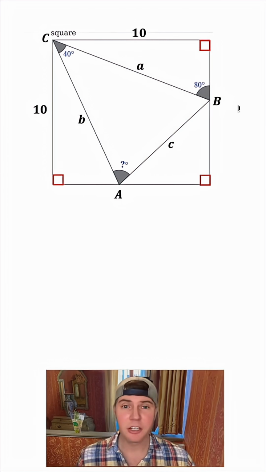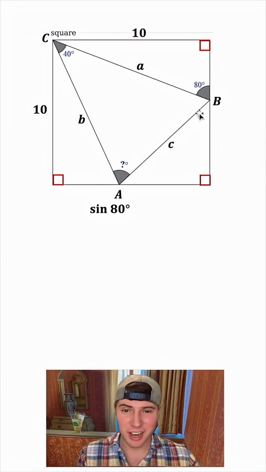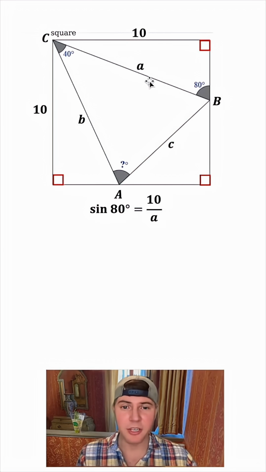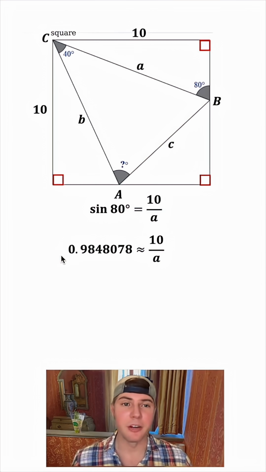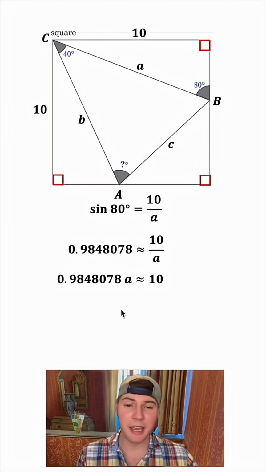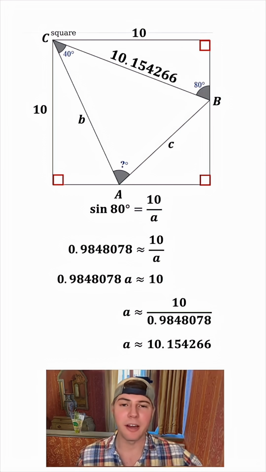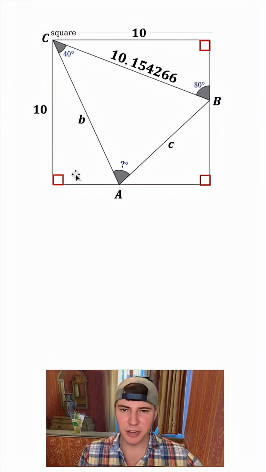This is a right triangle, so we can use SOHCAHTOA. So I'm going to do sine of 80 degrees is equal to the opposite, 10, over the hypotenuse A. And then if I take the sine of 80 degrees, I get approximately 0.9848078. And then I can multiply both sides by A and then divide by that decimal. And I get a value of A, it's approximately 10.15. Let's get rid of all this stuff and let's move down to this triangle.